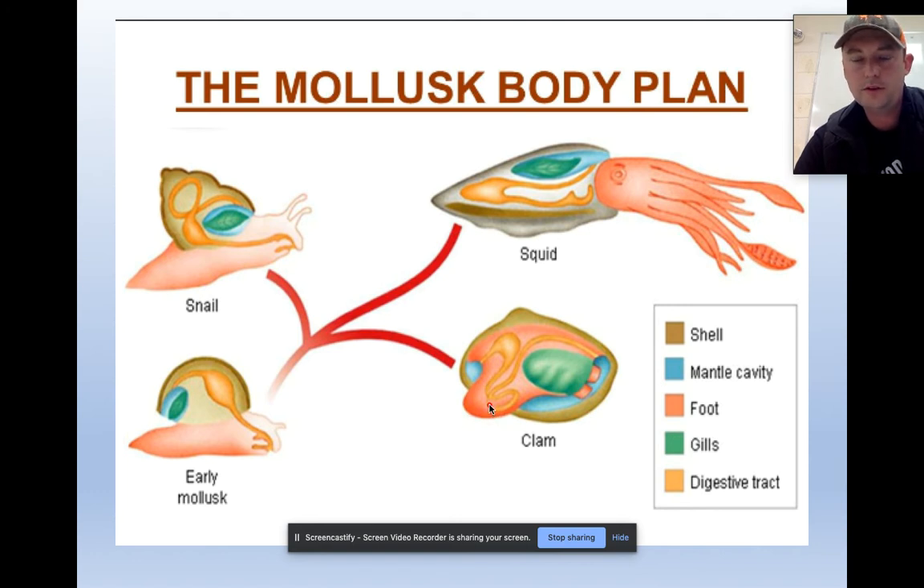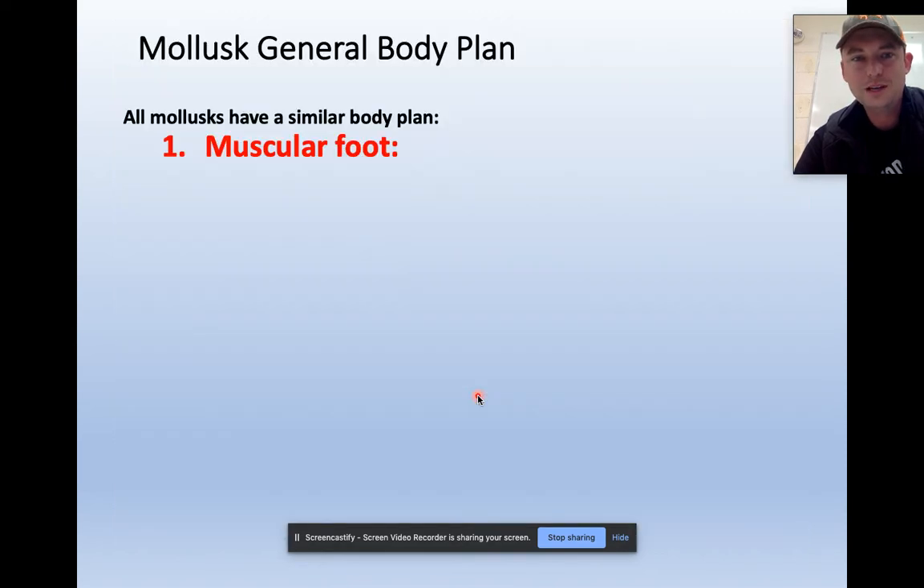So if you have ever eaten oysters on the half shell or raw clams, most of the time, like I said, we'll learn exactly what we're eating. It's pretty remarkable if you think about it. So looking at this body plan again, all mollusks have this muscular foot.